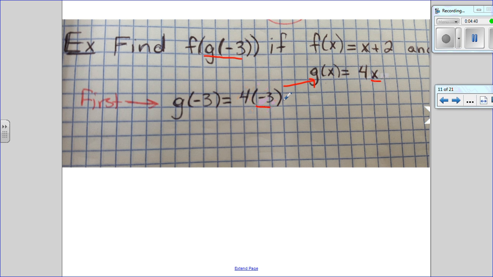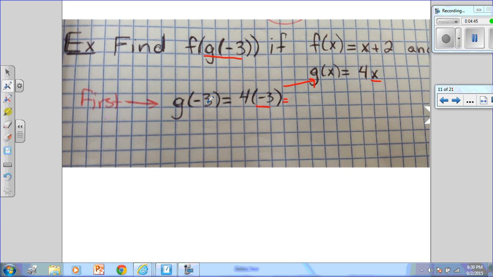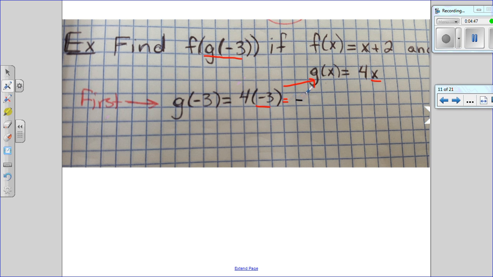So I'm going to look at g of x. So instead of my x here, I'm going to put that negative 3. So 4 times negative 3 is just equal to negative times a positive. It's going to give me a negative number, so it's just going to be negative 12. So we have negative 12 here.